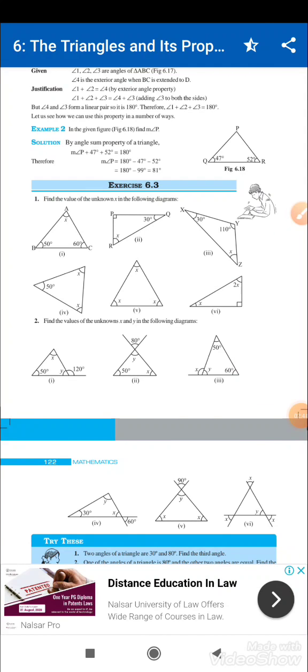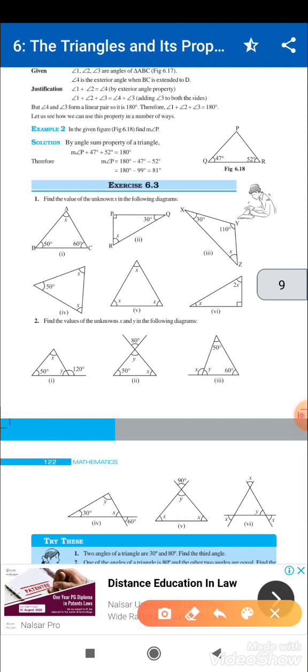Now move to our next exercise, exercise 6.3. In this exercise, in the first question we have to find the value of the unknown x in the following diagram. So move to our first diagram. In this diagram ABC is a triangle, and two of its interior angles are 50 degree and 60 degree, and we have to find its third angle, whose measurement is not given here.